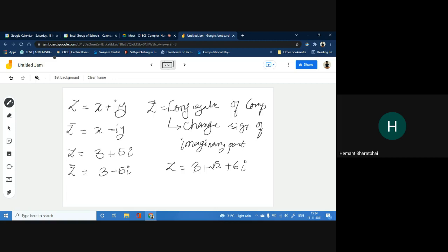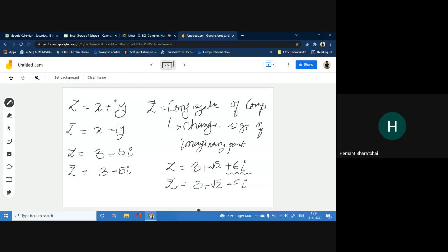Suppose I have something like this: 3 plus root 2 plus 6i. So which is the imaginary part? Only the one which is there with i. So only this is your imaginary part, and this 3 plus root 2 is your real part.